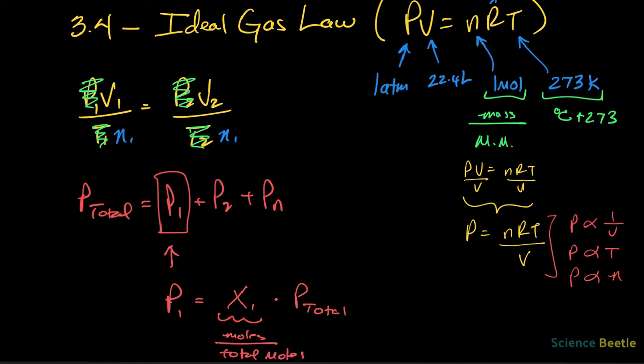And that's how you get that value there. And then once you know that value, which is x1, multiply it by P total, and that'll give you the pressure of the first gas.